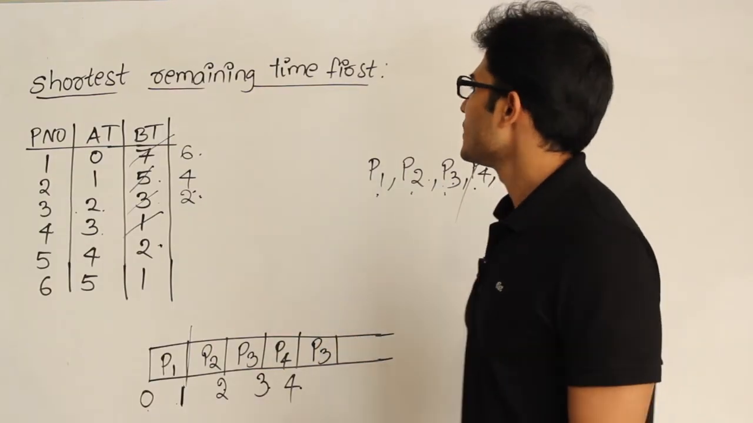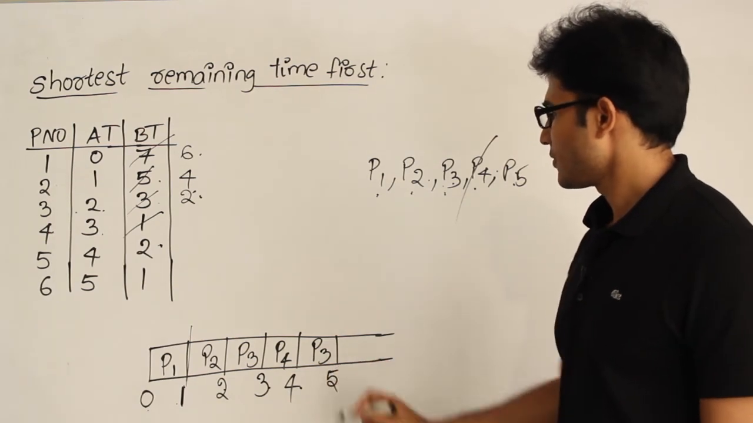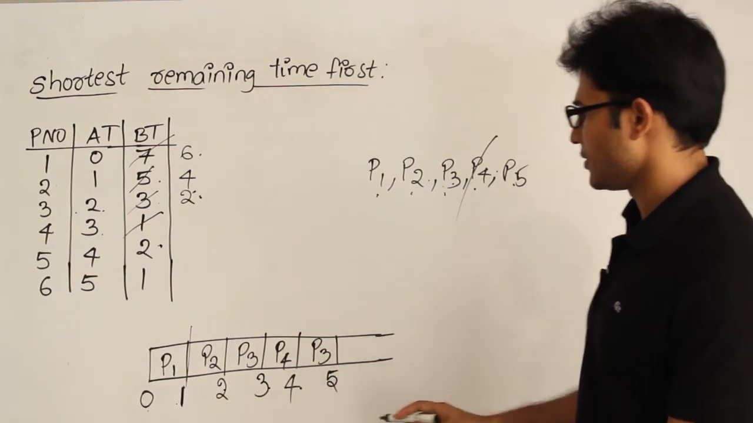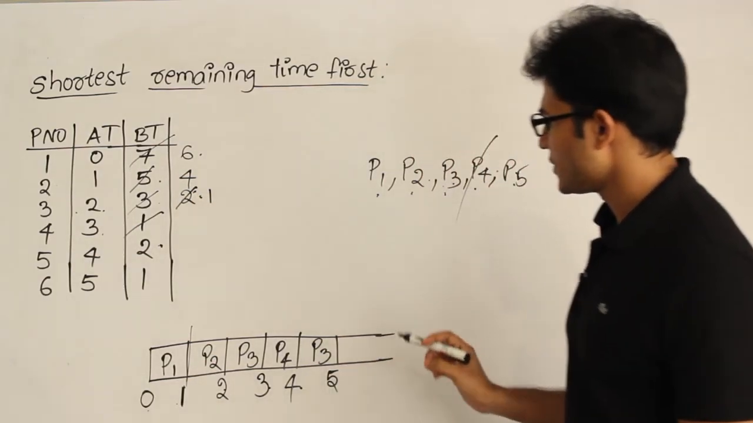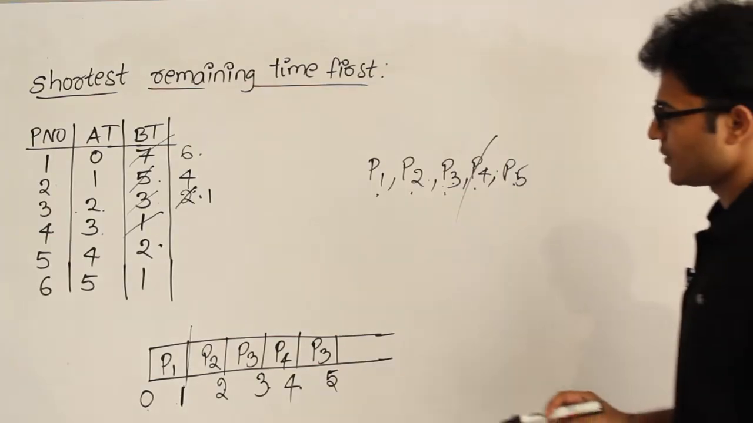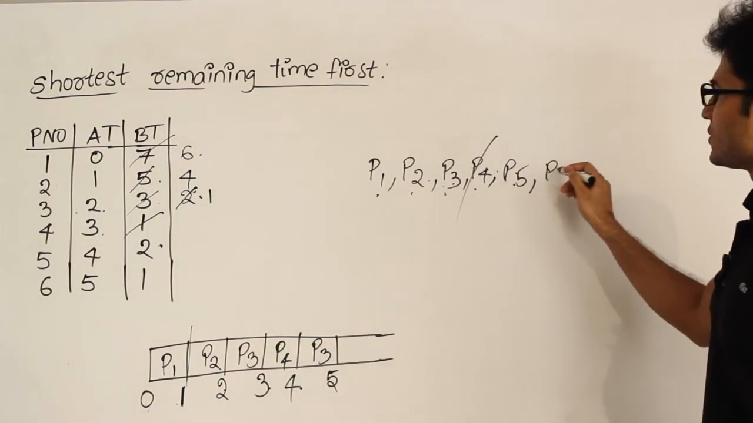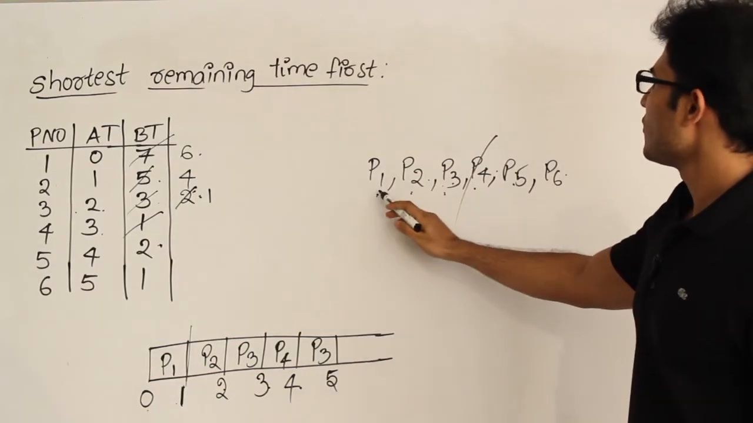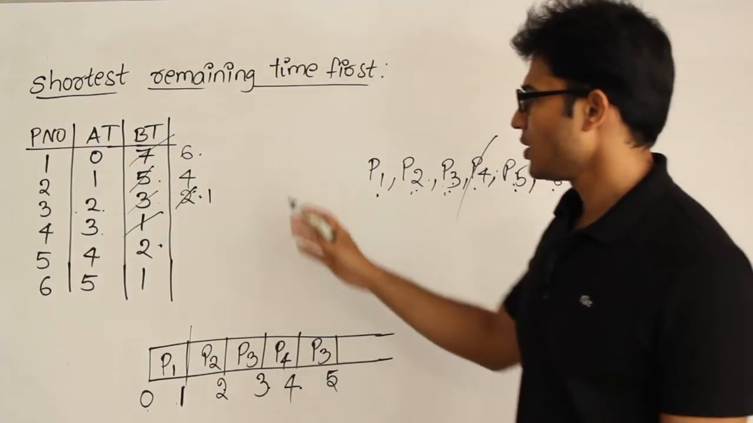Now P3 has to be run for 1 unit, which means till 5, and then you stop it and check. Since you have run P3 for 1 unit, the remaining time will be 1. Now check if any process has arrived. Yes, one more process has arrived, whose process ID is P6 and whose time is 1. So I now have P1, P2, P3, P5, P6, except P4. I have all the processes.